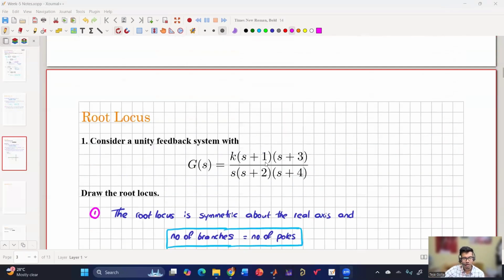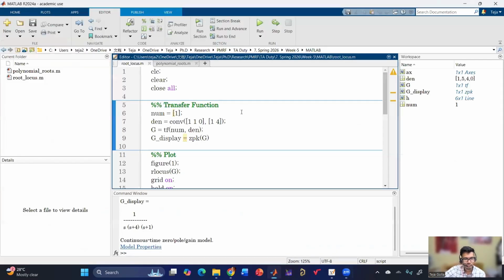Good. Okay. So now every time it is equally important to check whether what we are doing is right or wrong, because we are humans, we make mistakes. So we can use any toolbox, feed this transfer function to it, and then check the root locus. There are commands to draw the root locus. So here I have root locus.m. Again, I will be sharing this in the drive. You can access these MATLAB files from the drive.